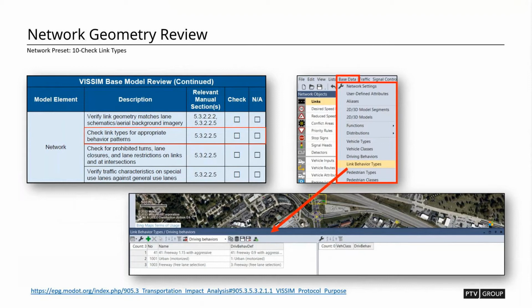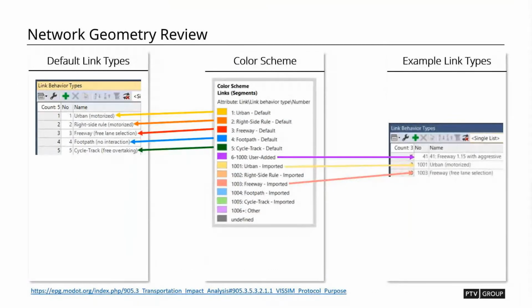And each link type is going to have a behavior associated with it. We're going to talk about driver behaviors tomorrow in greater detail. But for this initial step, we're just going to make sure that different link types are assigned to different links and lanes appropriately. So there's going to be a list of link types that we're going to take a look at in our base data menu. But we also have a graphic overlay. And so I want to describe what the defaults look like, and then our graphic overlay, and then what the example link types are in our model.